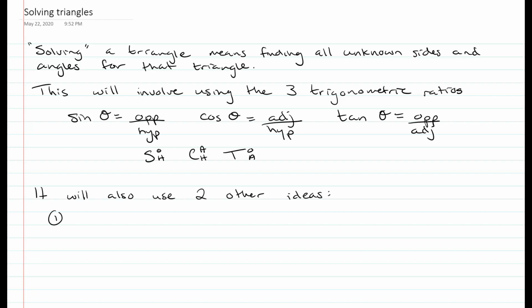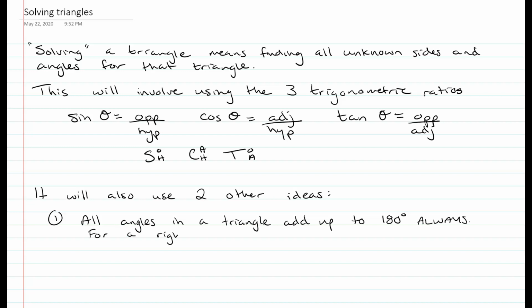It's also going to use two other ideas that we have met previously in previous years. The first one is that all angles in a triangle add up to 180 degrees always. So the three angles in a triangle add up to 180 degrees. For a right angle triangle where one of those angles is 90, that means 90 degrees plus two other angles equals 180 degrees. So for example, it would look like this.